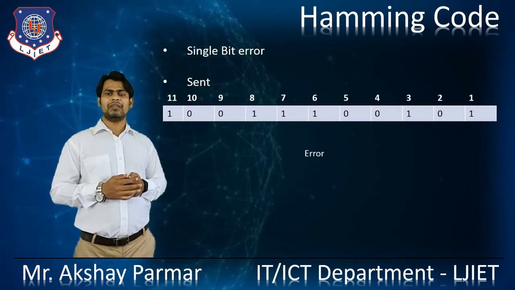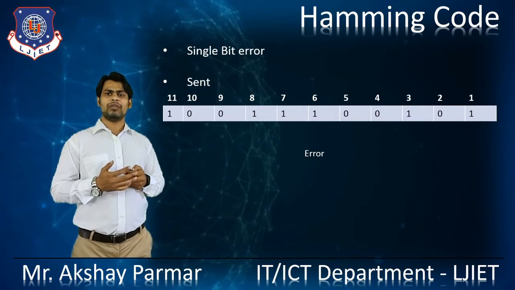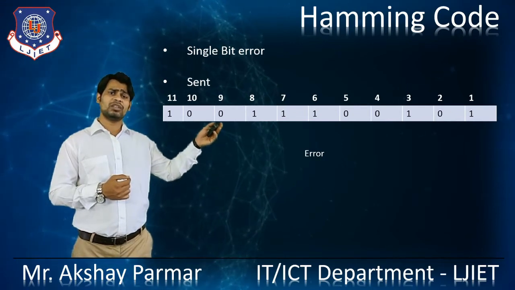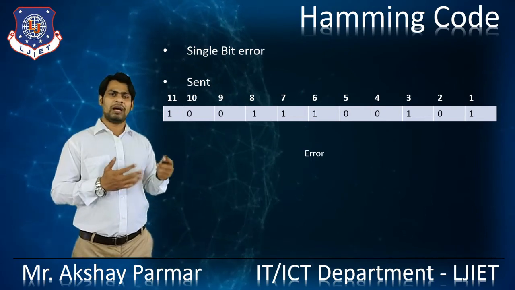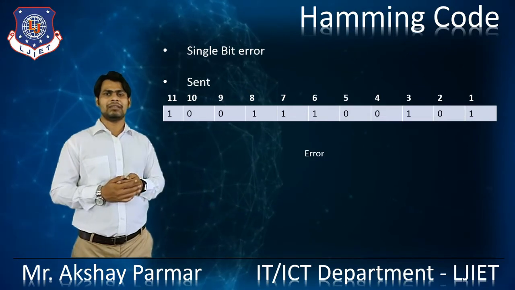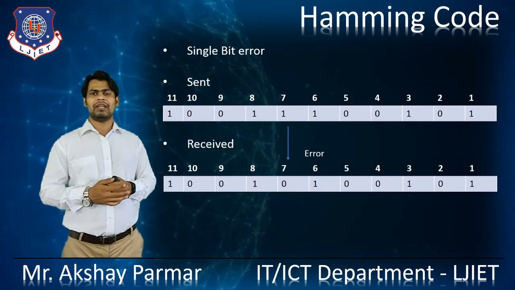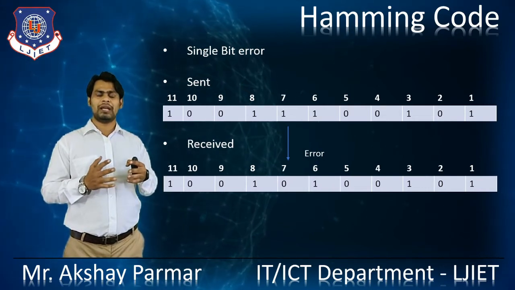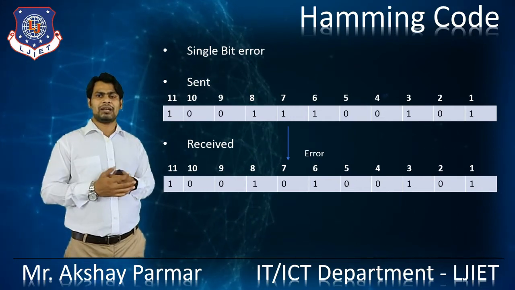After that, let's see what happens if a single bit error occurs, right? How can we detect that? If the sender is sending the data 1001111000101, for which we have found the values of R1, R2, R4 and R8, along with the original data bits, right? If we are sending the data from the sender side to the receiver side, and any error happens and somehow a bit is changed due to some cause, how can we detect and correct that?